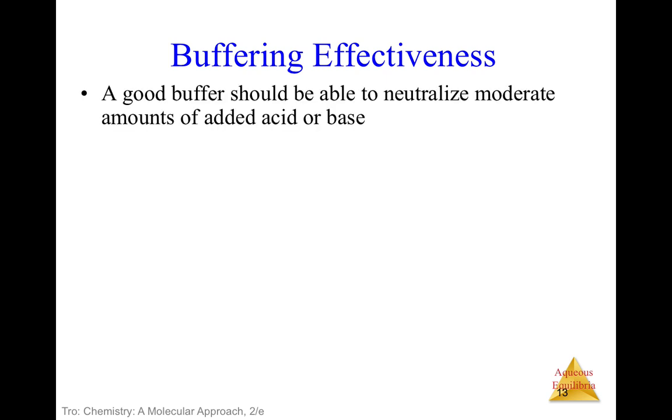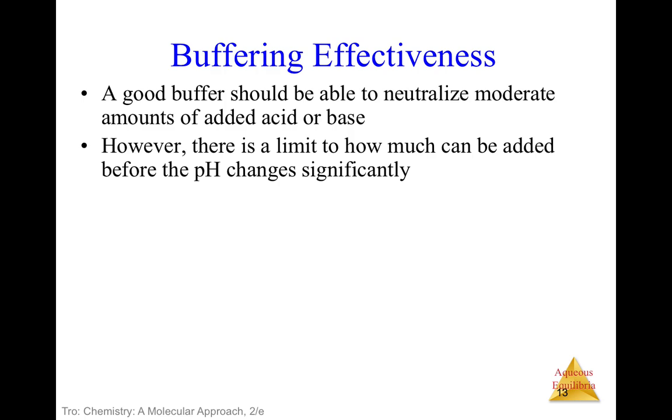Before we do that, we'll talk a little bit more about buffers. So buffer effectiveness, what makes a good buffer? A good buffer should be able to neutralize moderate amounts of acid or base. That means you need to have more of the buffer than the acid or base that you're adding. And when I say adding acid or base, we always, in this chapter at least, calculate the pH of adding a small amount of either strong acid or strong base to our buffer solution. However, there's a limit to how much can be added before the pH changes significantly. You could imagine at some point you'll add so much strong acid that you're not going to have a buffer anymore. And we'll look at that.